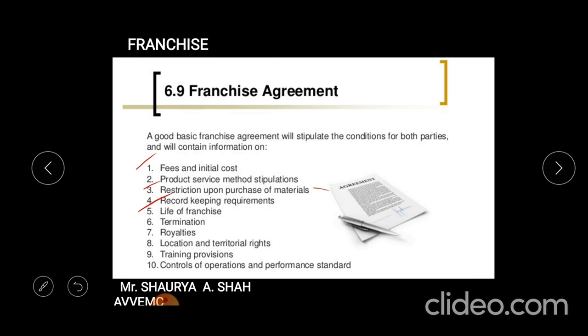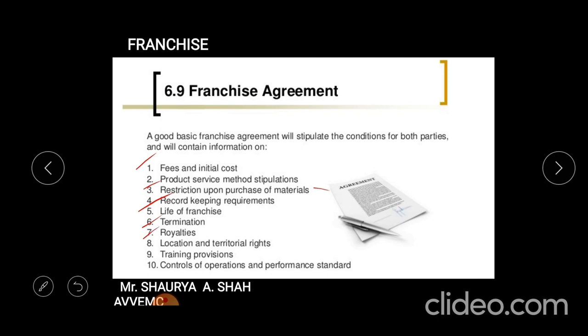Next is termination. The franchise can be terminated after a certain period of time, on certain circumstances, or if anything wrong takes place, so the right of termination is also included. Royalties: the amount to be paid to the franchisor, right? So the franchisee pays royalty to the franchisor in order to use the rights and the permission of the product which is developed by the franchisor.